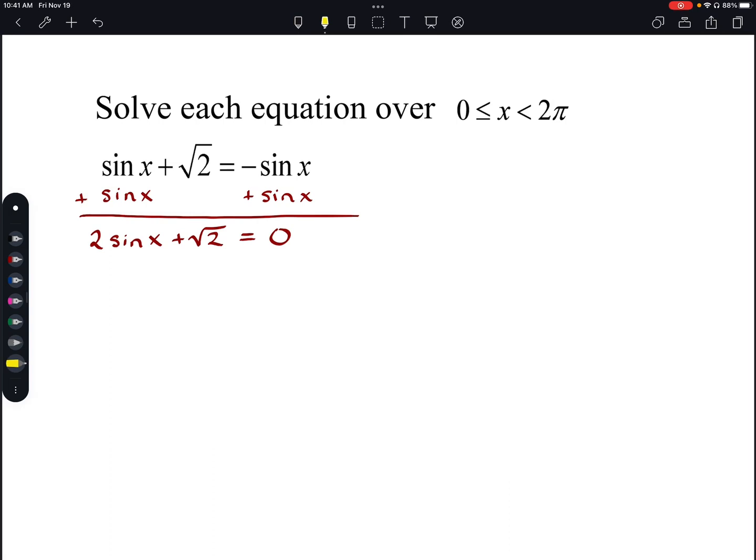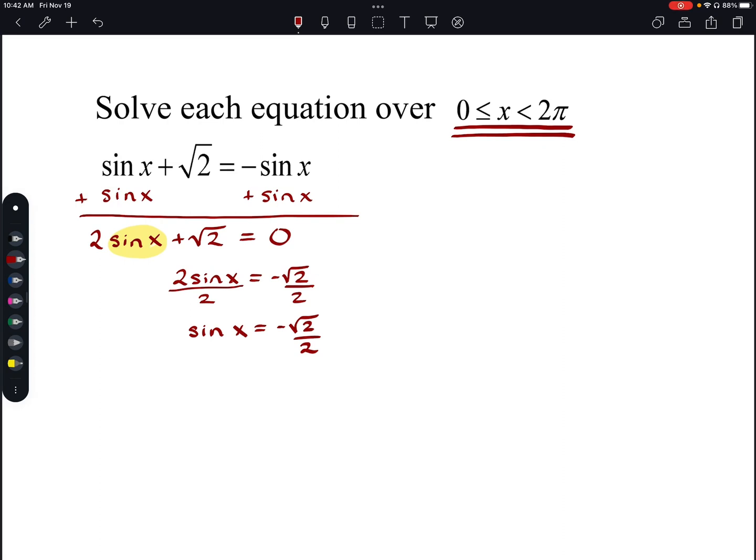Remember, when we're solving these, we're trying to isolate the trig word. So we're trying to isolate that sine of x. So we're going to subtract the square root of 2, and then we're going to divide by the 2 that's in front of the sine. And we've got that the sine of x is equal to negative radical 2 over 2. Okay, so again, we're looking for our answer in radians because that's what our interval is set up as up there. So we need to figure out where we're going to be.